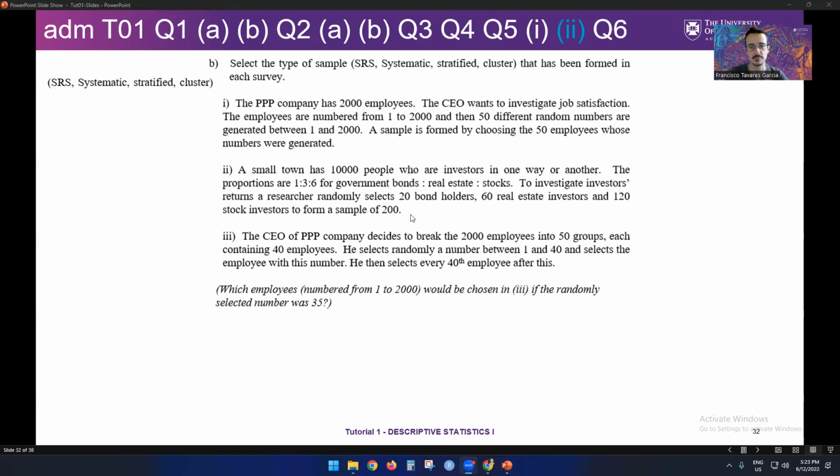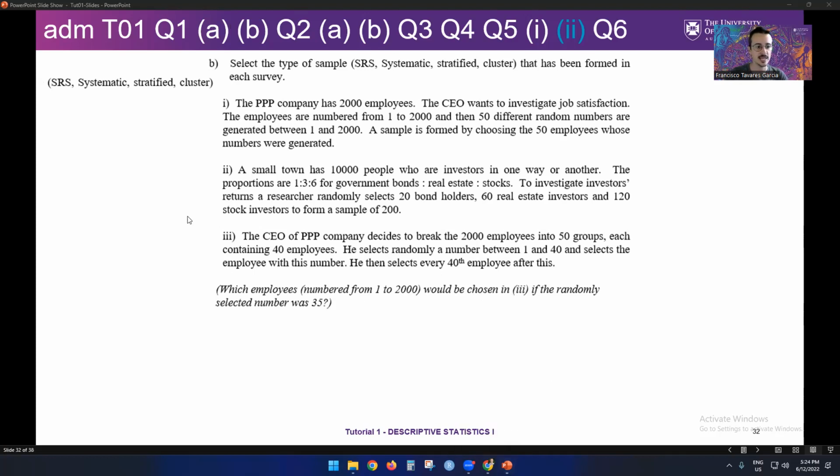And finally, the CEO of the PPP company decides to break the 2,000 employees into 50 groups, each containing 40 employees. He selects randomly a number between 1 and 40 and selects the employee with this number. He then selects every 40th employee after this. We have an example here: if the first one was 35, which would be the next one, and the next one?